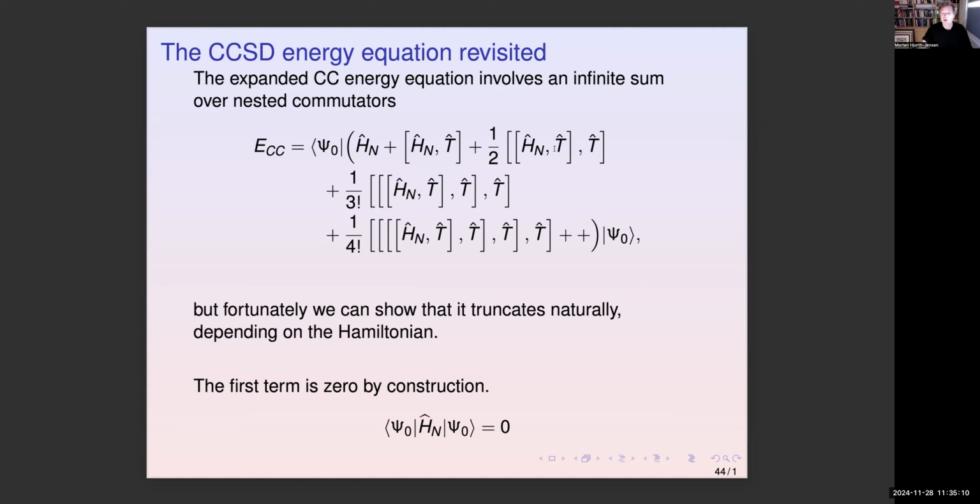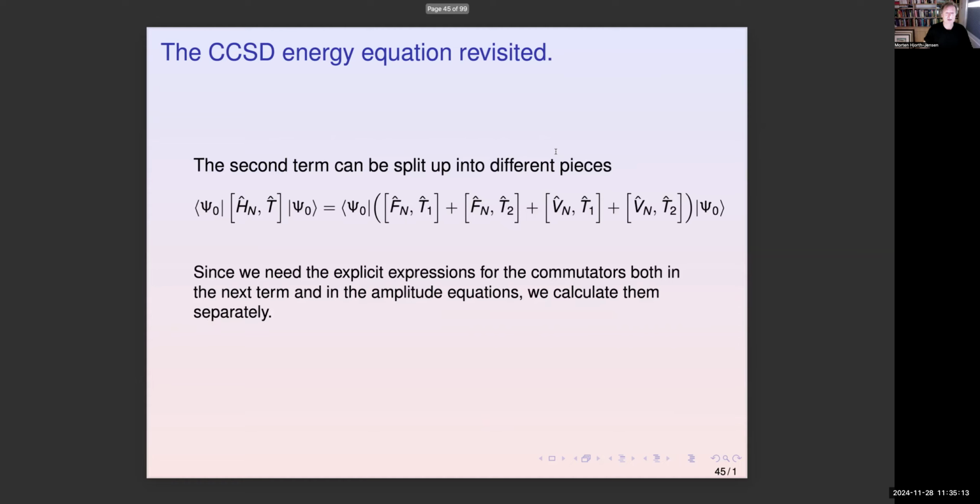So what we need to look at then are the different commutators here. If you look at the next commutator, this can actually be split into different pieces. So we would have this term here with T1 and with T2, and similarly with V_N of T1 and V_N of T2. When we are going to do the calculations, since we need the explicit expression for the commutators, both in the energy term and in the amplitude equations, we would typically calculate them separately. So these terms which you see here, some of them will also pop up in the calculation of the amplitudes.